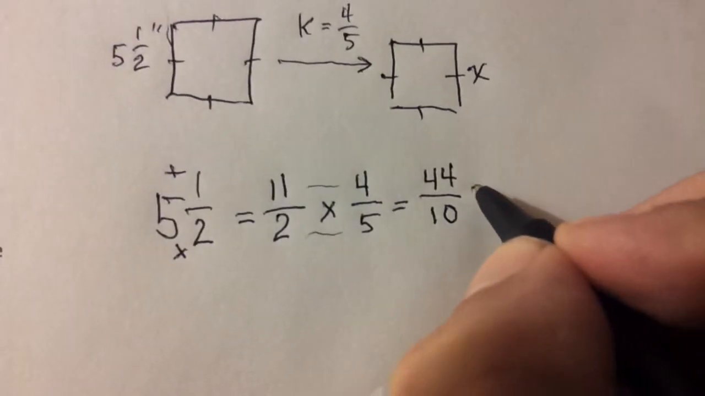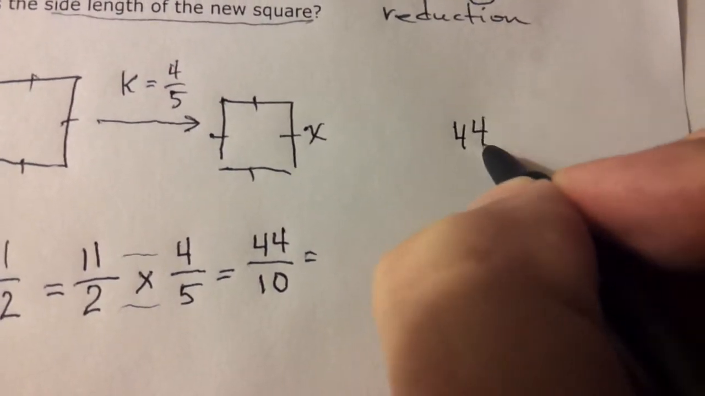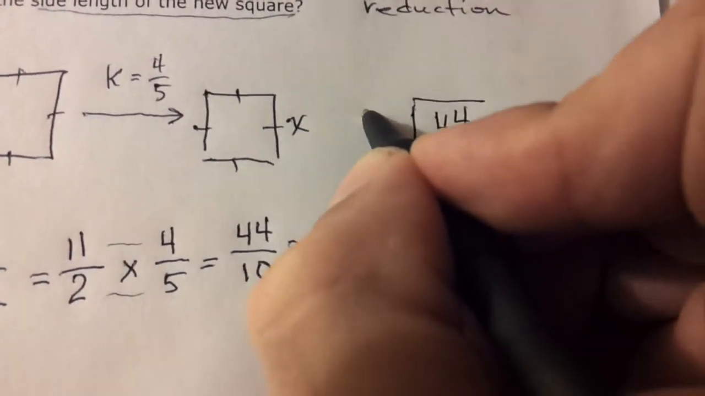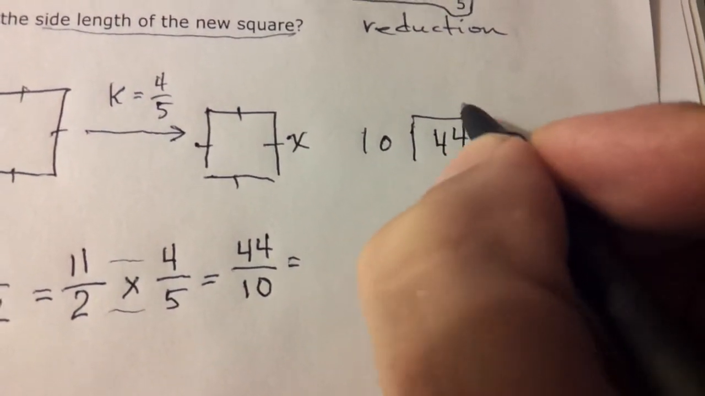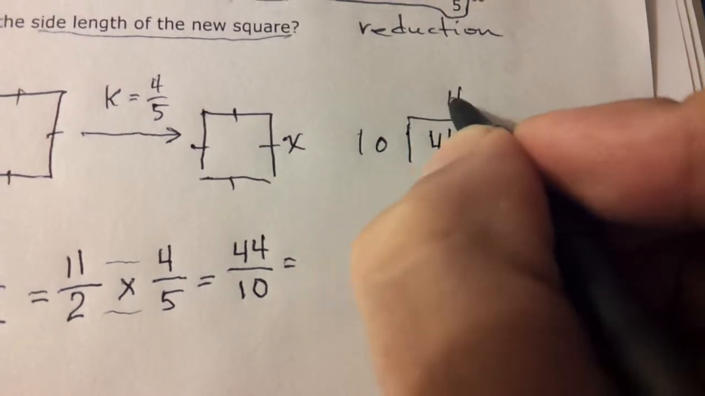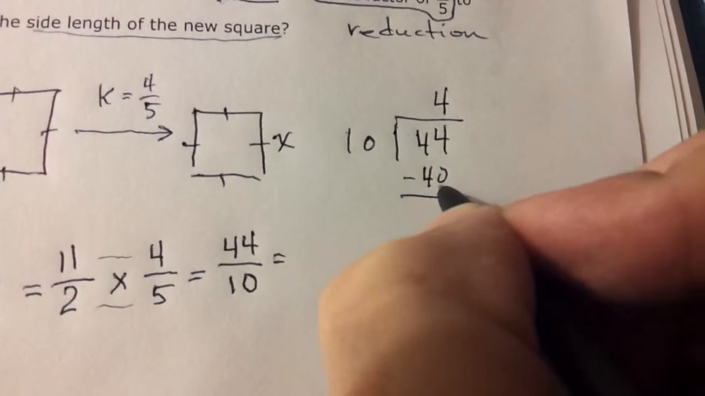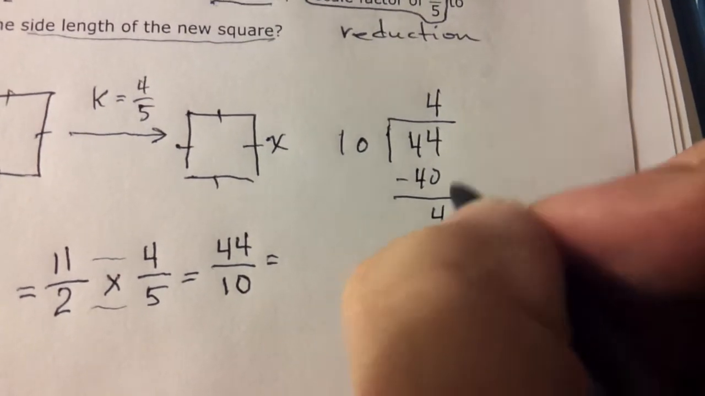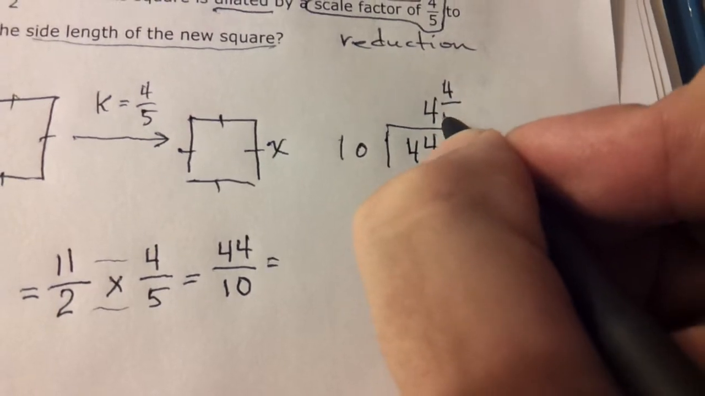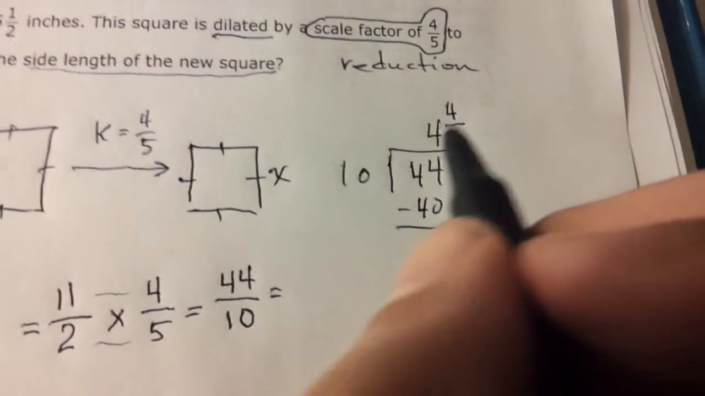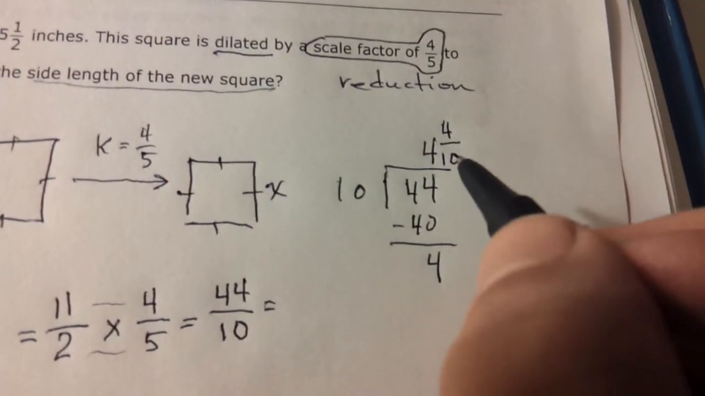44/10 equals, well, here's what you got to do. 44 divided by 10. 10 goes into 44 4 times. 4 times 10 is 40. Subtract. And that's going to give us a remainder of 4. So 44/10 equals 4 and 4/10. If you guys remember how to write the remainder as a fraction, 4 and 4/10.